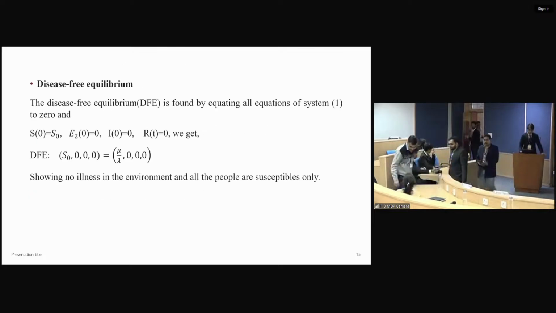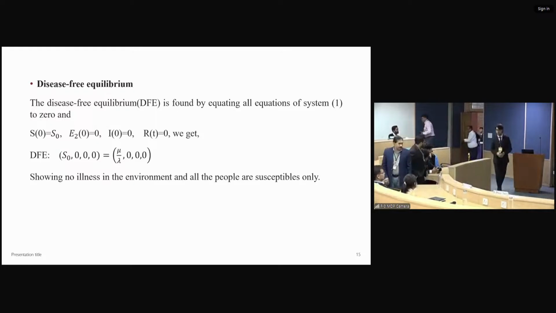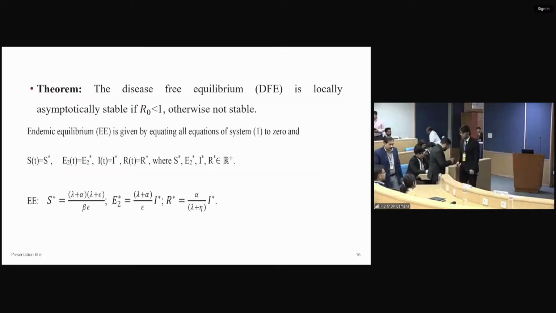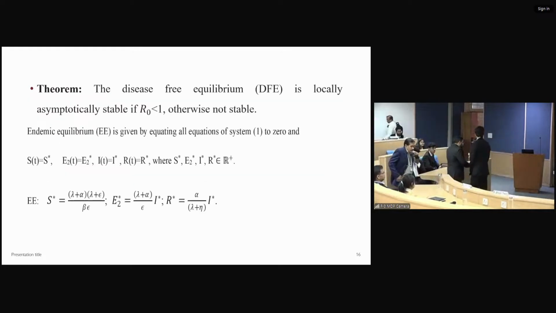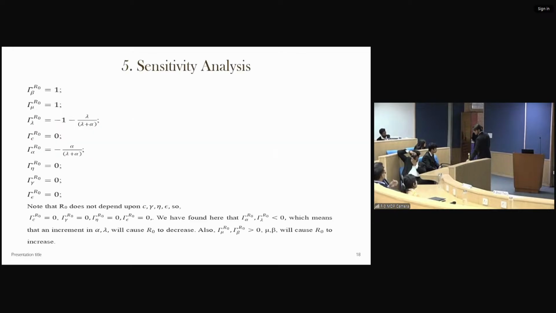This is the disease-free equilibrium, found by equating all the equations to zero, and the endemic equilibrium is given by equating all the equations of the system to zero. We also have the sensitivity analysis, which shows how R naught, the reproduction number, decreases and increases with the parameters.